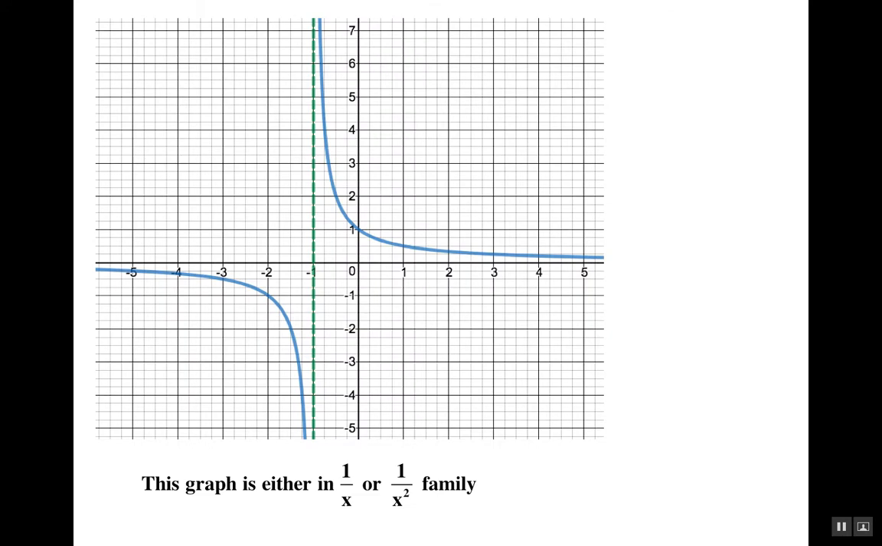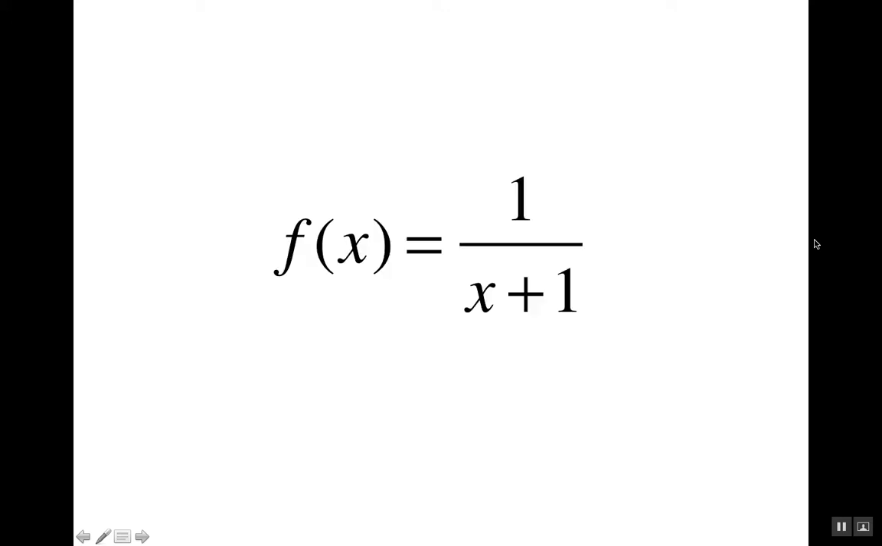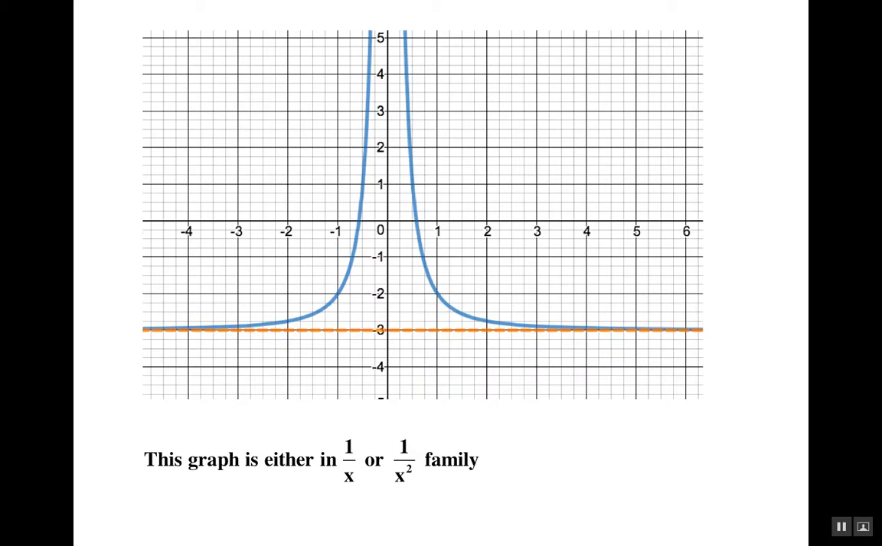Now let's explore translations of our power functions. What about this rational function? It's in the 1 over x family. It has been displaced 1 unit to the left. So what do you think the equation is? It is 1 over x plus 1. Add the 1 first and then apply the 1 over x function.